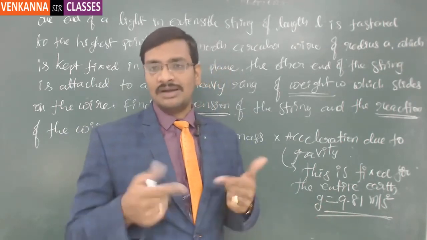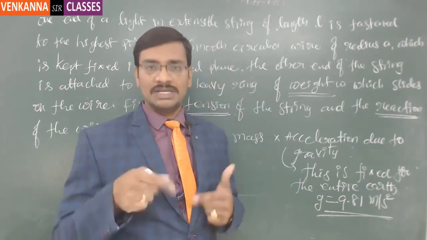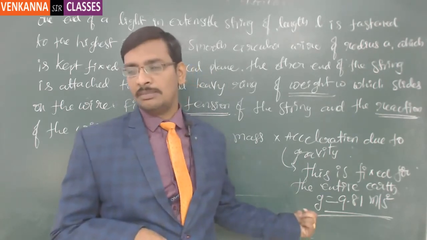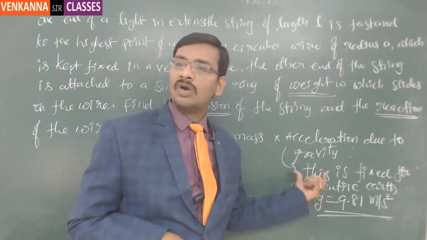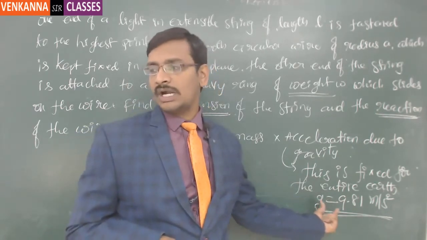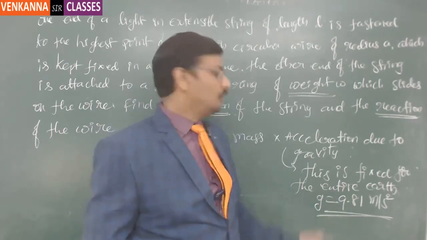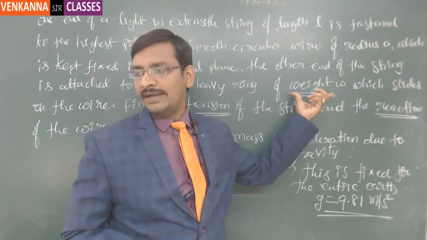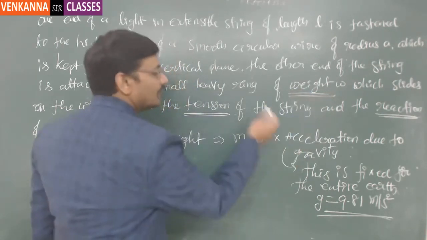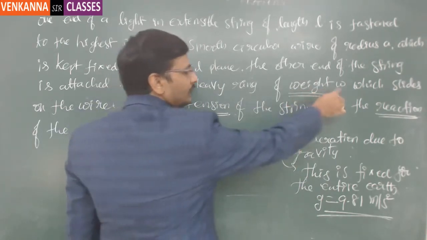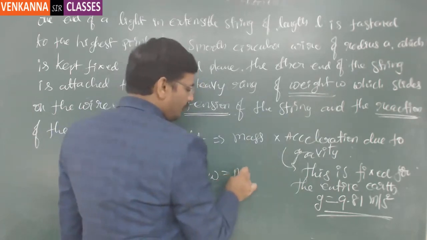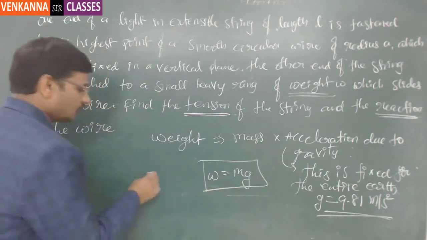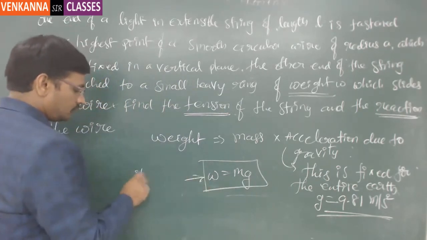Change in velocity is called acceleration, and that acceleration is caused by gravity. Gravity means the earth's influence on the mass. So that is equal on all masses, and that value is 9.81. Now, if you take one particular ring, say there is a ring of weight W. That means this ring has a mass of m and it has a weight which is equal to m into g. So weight is nothing but force. It is a force.